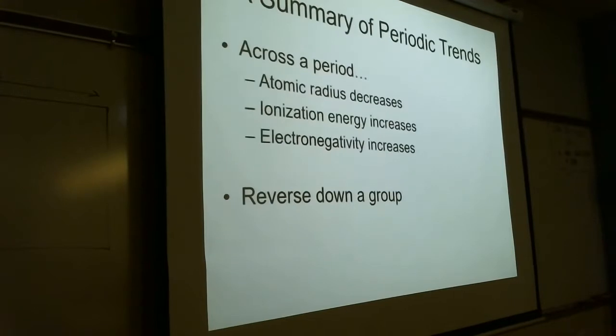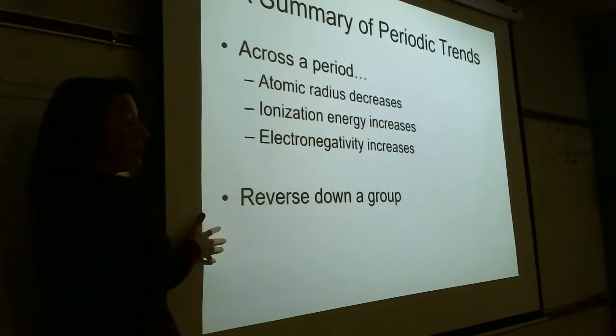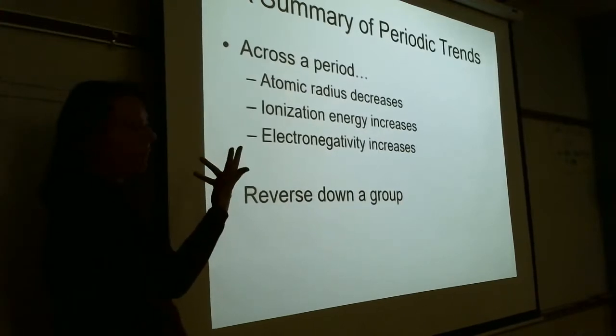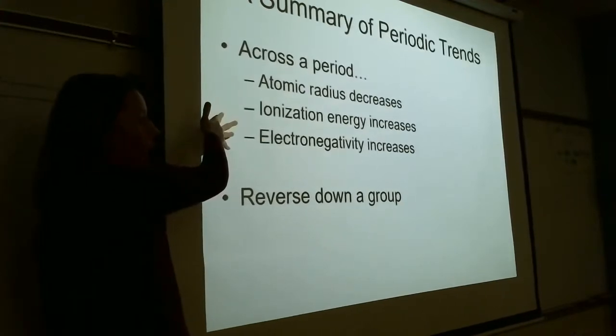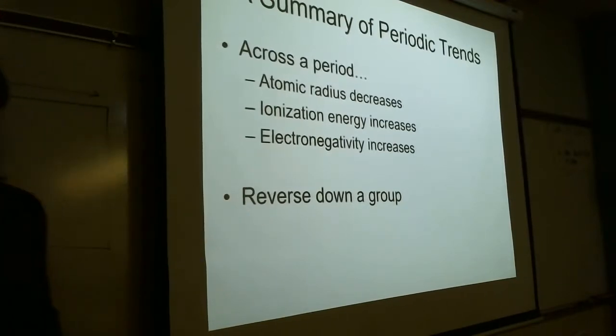All right, so those are our trends that we're reviewing today. Radius and ionization energy are the ones that we hadn't officially talked about yet, but we've already talked about electronegativity. If you know it for going across, then just reverse it for down a group. So that's the convenient part. If you just learn it one way, then you know the other way by default, by reversing.